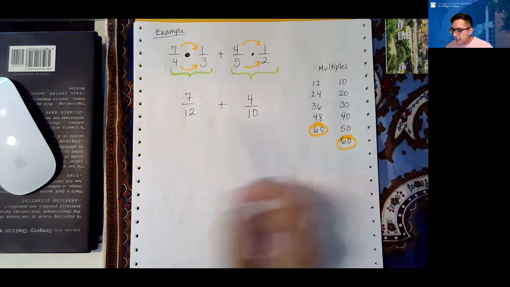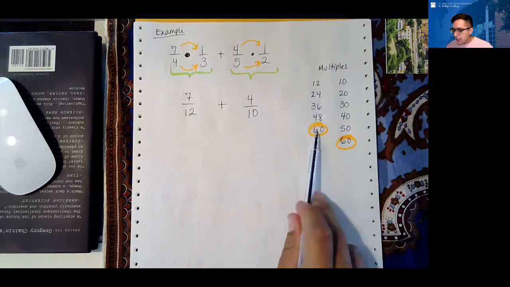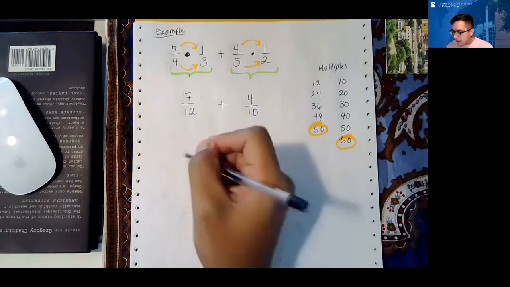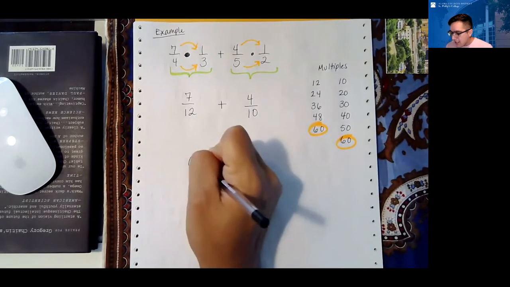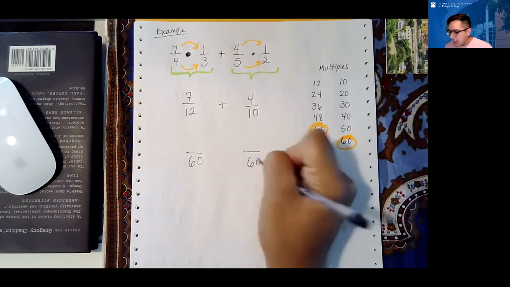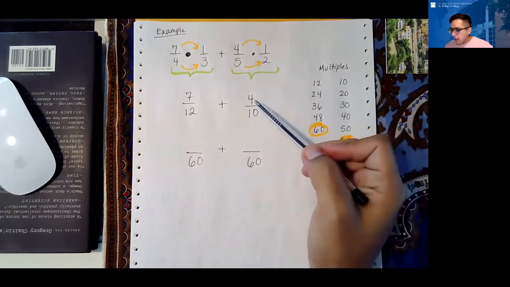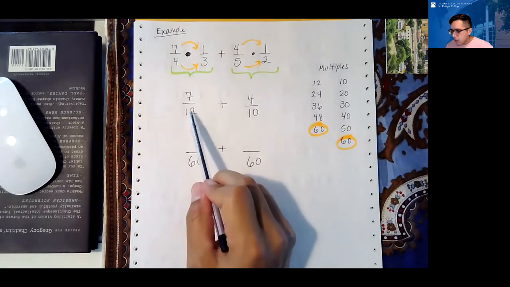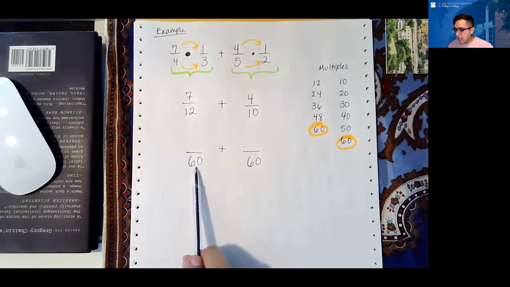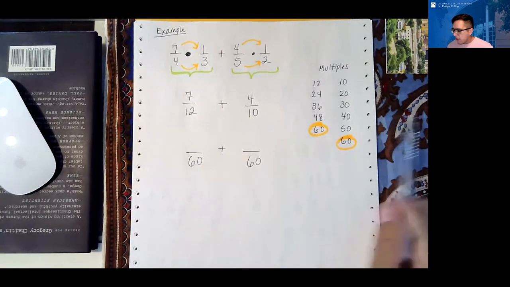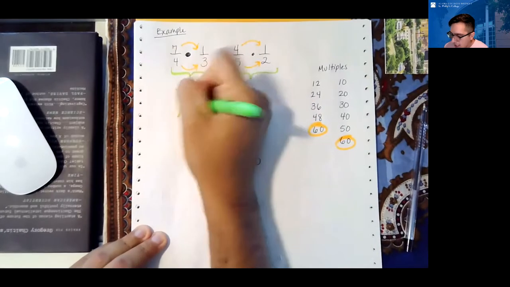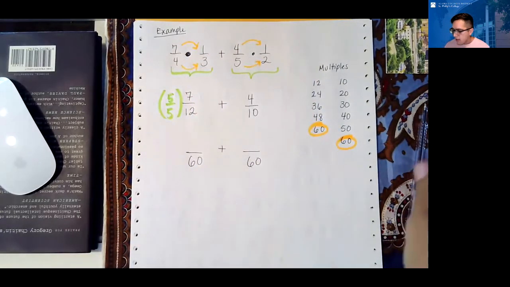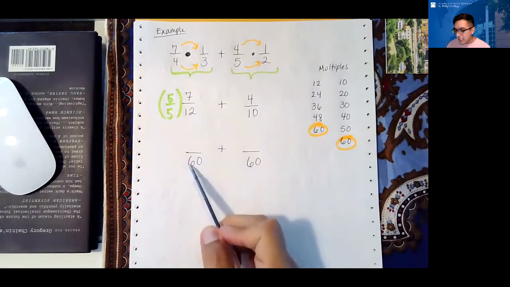So I said, let's look at 12, let's look at 10, and we look at the multiples of each. It looks like the least common multiple is 60. So I need to have a fraction that has a denominator of 60 for each of these fractions. Well, for this first fraction, what number did I have to multiply the 12 by to make it turn into a 60? 5. So what I can do is go over here and say, I'm going to multiply this by 5/5. So the 5 times the 12 gives me the 60.